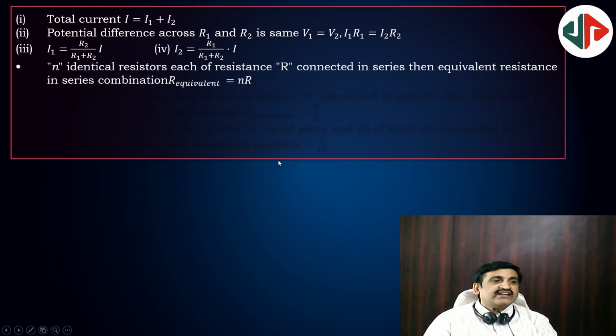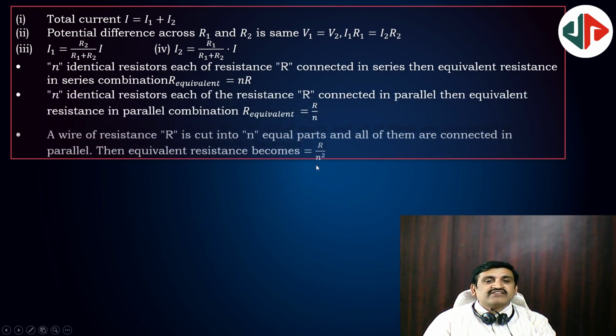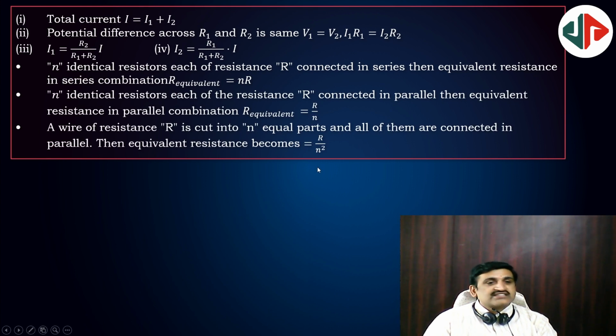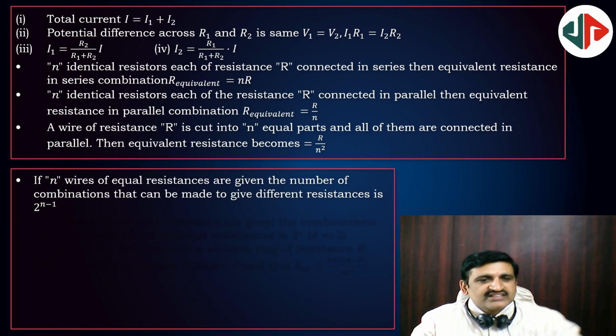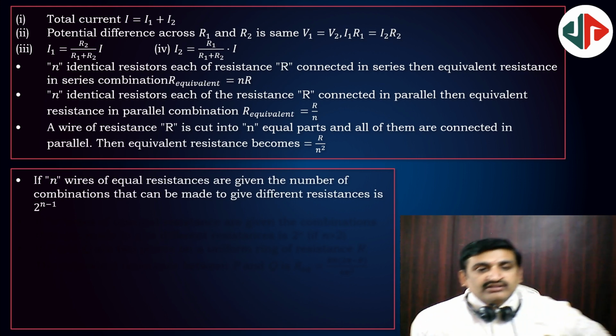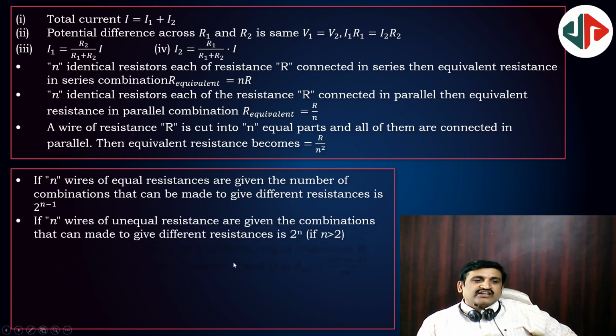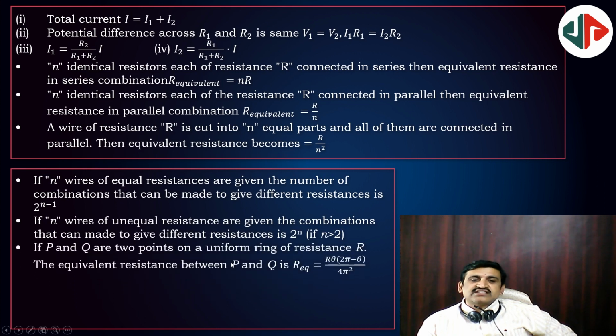Next, n identical resistors connected in series, then nr is the equivalent resistance. If they are connected in parallel, r by n is the equivalent, and if a wire is cut into n equal parts and then connected in parallel, then the effective resistance will be r by n square. If n wires of equal resistances are given, the number of combinations that can be made to give different resistances is 2 power n minus 1.